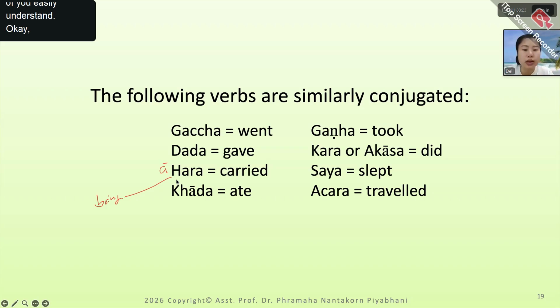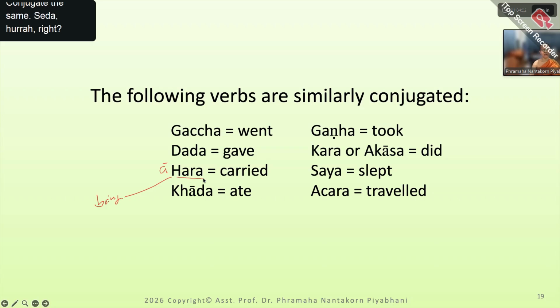Teacher, so if ahara, for the past tense we need to put a in front of ahara? Which one? Ahara, to bring. Yes. So if it turns to be past tense, so it will be ahara. Same as hara. What hara conjugates, ahara also conjugates the same.